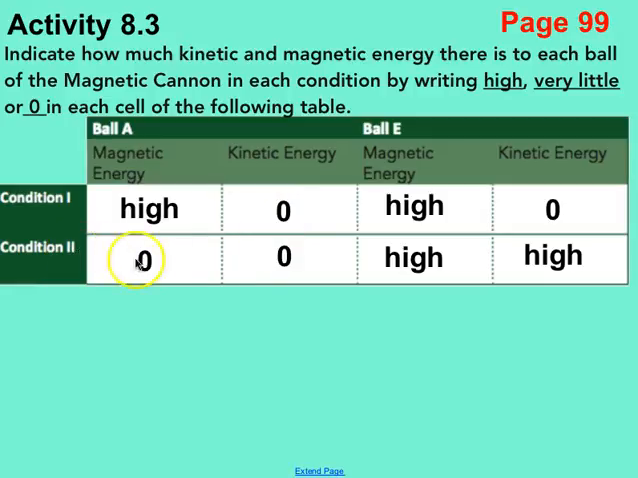But then when you go to condition 2, ball A doesn't have any magnetic energy. You might say very little because it's touching it, but it shouldn't have any. It's not moving anymore. Now look at ball E. Because it's further away, it still has a high amount of magnetic energy, but now it has all this kinetic energy too. It has a high amount of magnetic energy, and it has all this KE that transferred over. And the result of that is why the ball shoots out so fast.